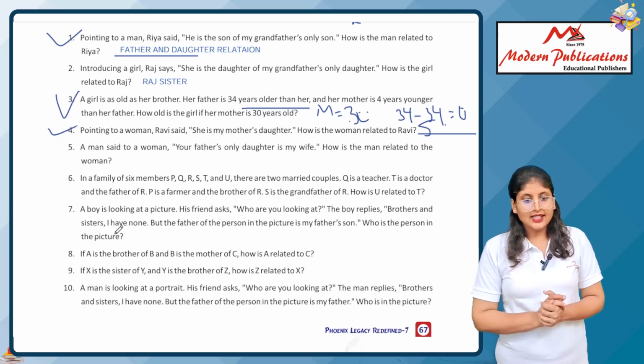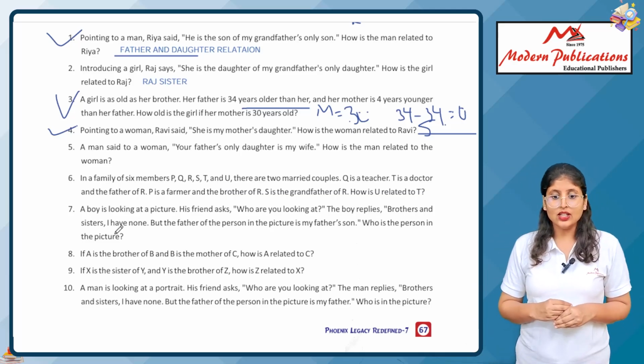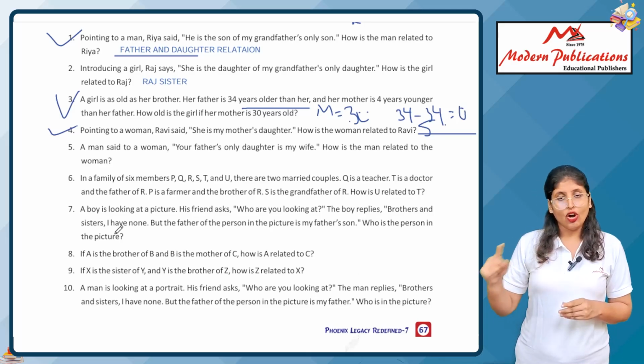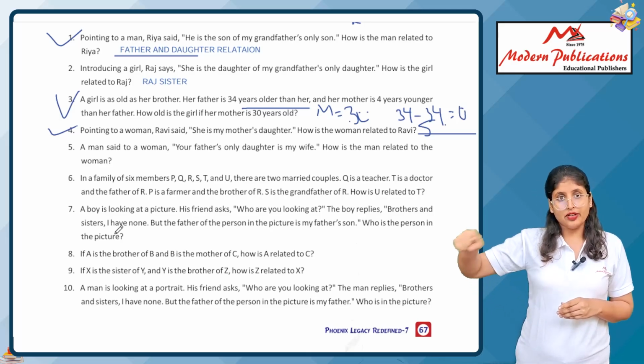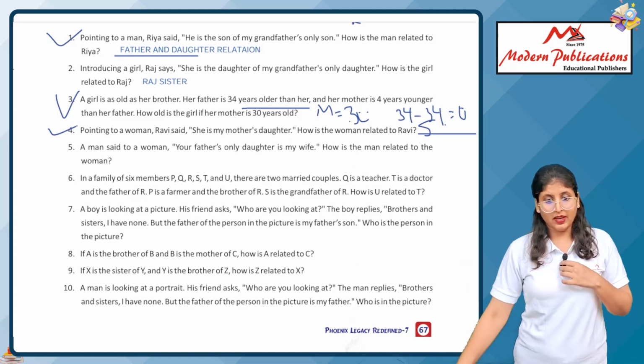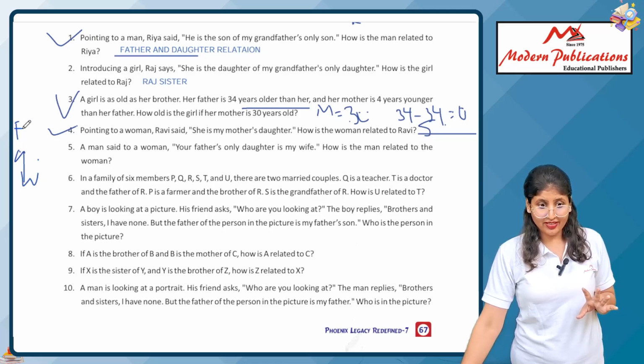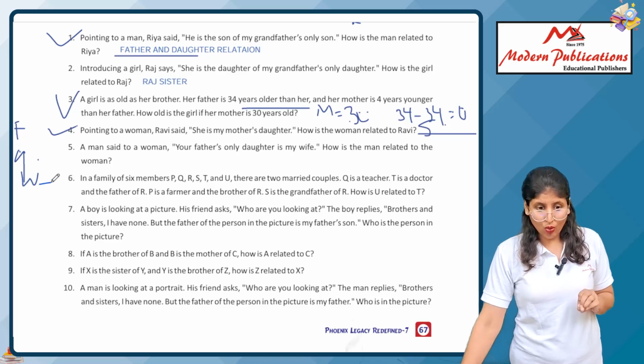Okay, a man said to a woman, your father's only daughter is my wife. Pointing to a woman, the man said, your father's only daughter means you are my wife, meaning you are the wife of that person. How is the man related to the woman? It's a husband and wife relation. That woman is the wife of that husband.